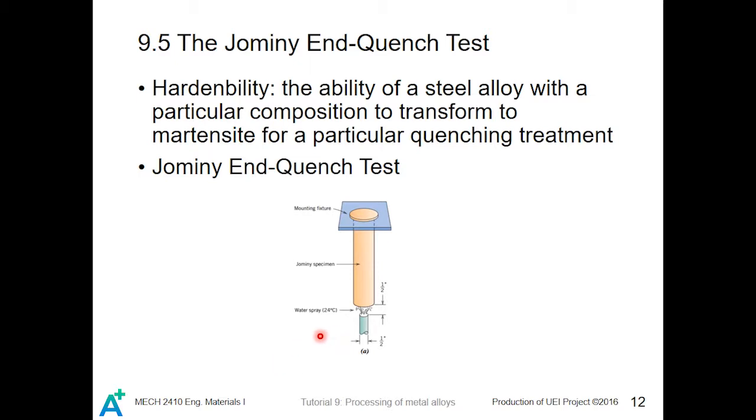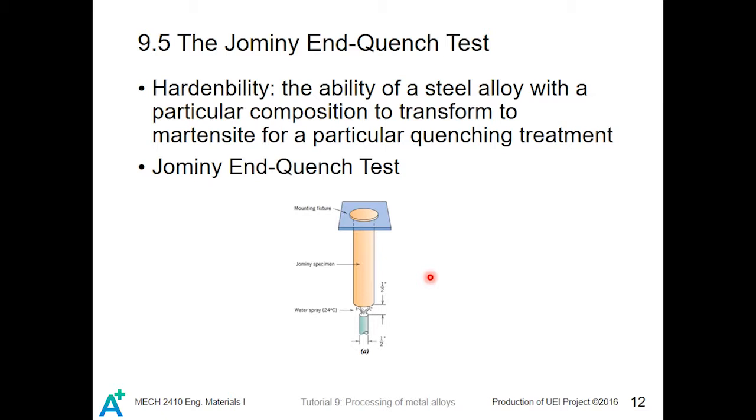Basically, we have a water spray at the bottom of the preheated steel, which has been heated to above the austenite temperature. And here is a specimen, and here is the mount. At here, the heat transfer rate will be highest, and the temperature dropping rate will be the highest. Here, the temperature dropping rate will be lower, because you need time for heat to transfer from here to here. At here, the temperature drop rate is even lower and even lower, and here is the lowest.